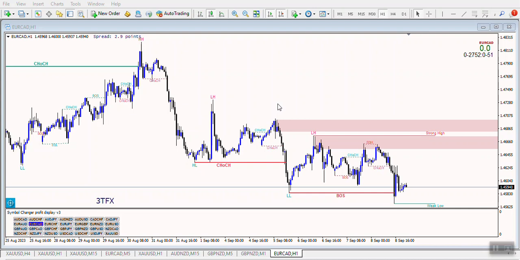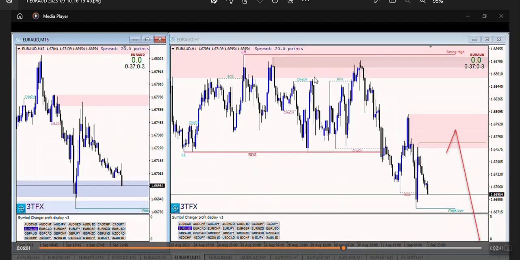Right, so as usual we'll be starting with what we discussed last week and see how they played out, before we look at the pairs we'll be watching out for this week. Right, so let's get started.